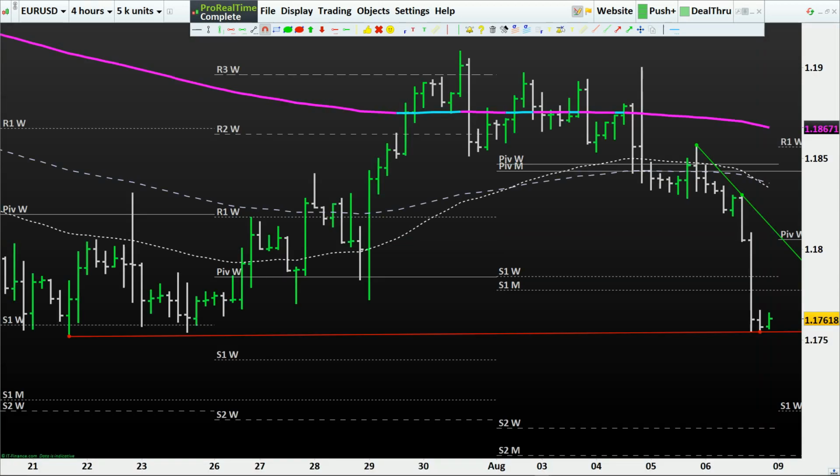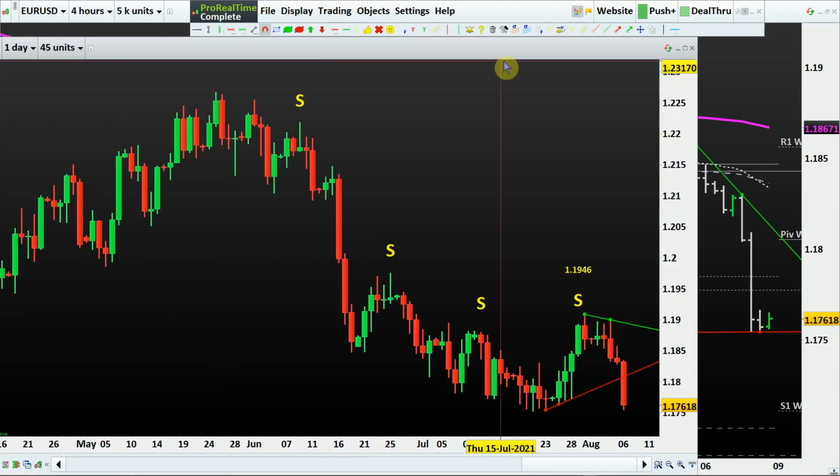Why is it lagging so much? Euro USD, Marty. I'll bring up the daily. Marty, are you there? Hello. Can you hear me? Yeah. Okay. It's looking like we're setting up for a double bottom on the daily. It could be a good long opportunity.